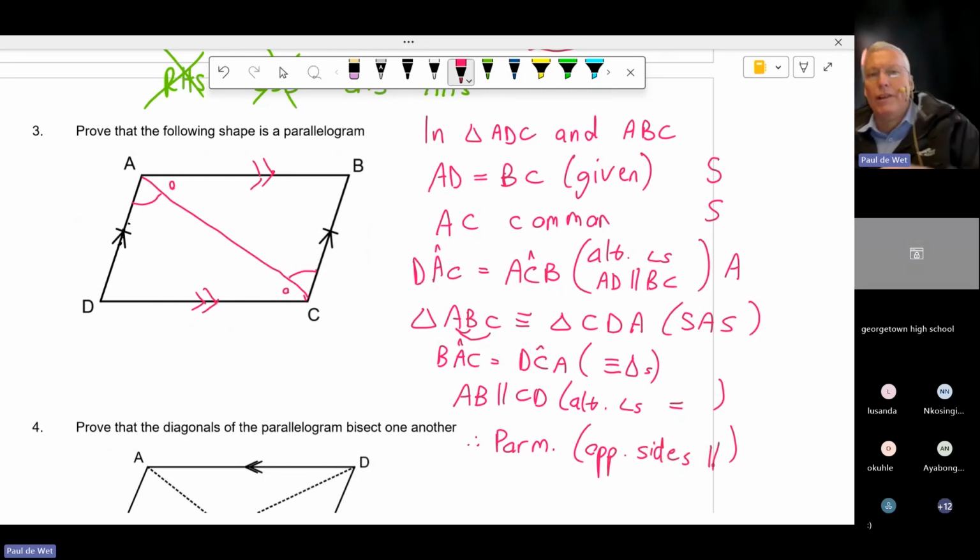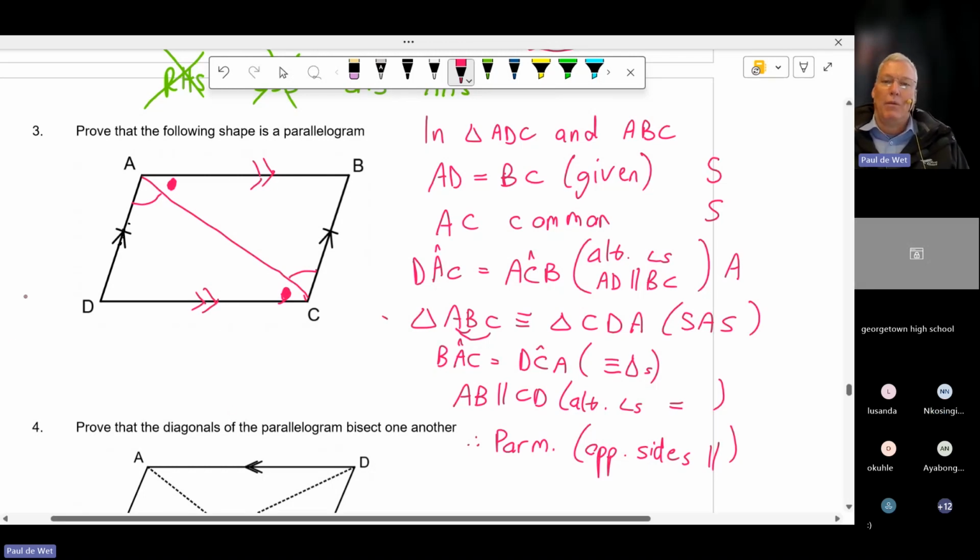Okay, I want to just talk to you about what we've done here. The first thing we did is we drew in the diagonal. That gave us some triangles. Then we proved the triangles congruent. Then, because the triangles were congruent, we worked out that these two angles here were equal. Because these two angles are equal, these lines are parallel. Because we've got two pairs of parallel lines, it is a parallelogram.